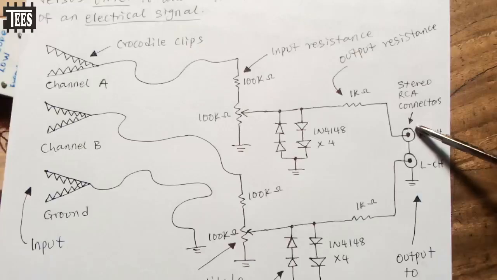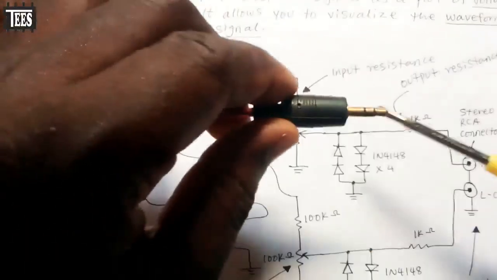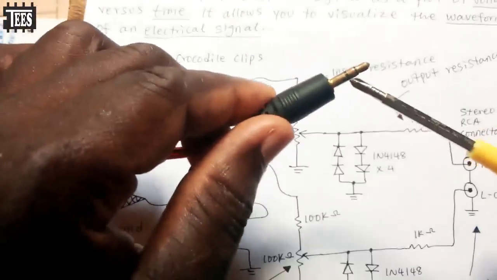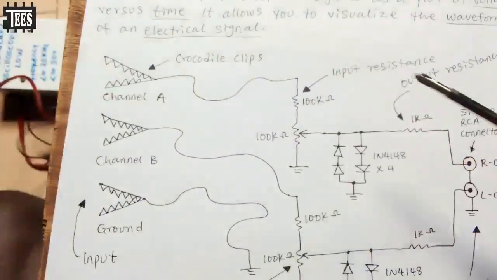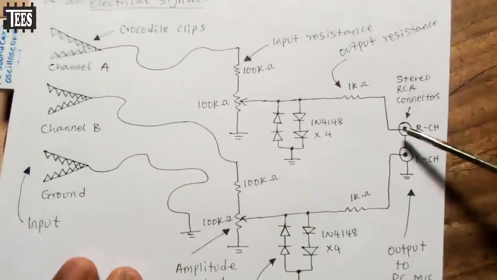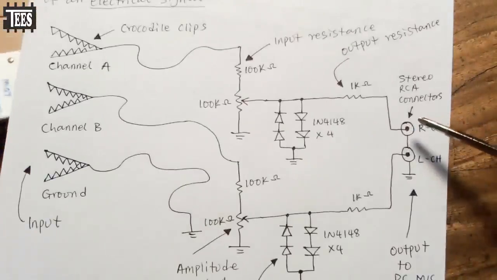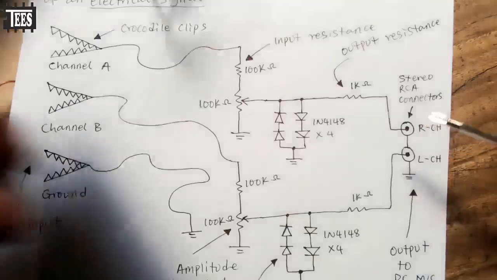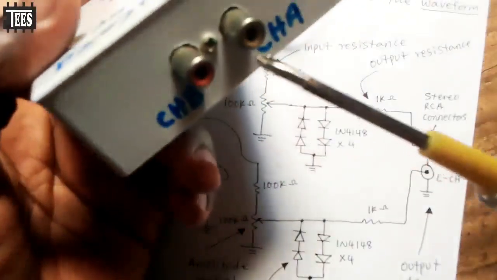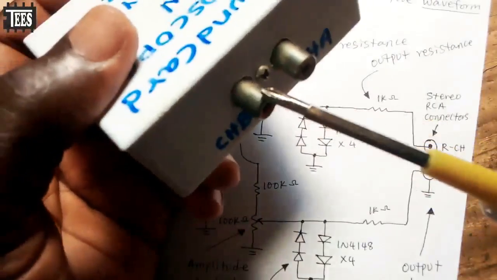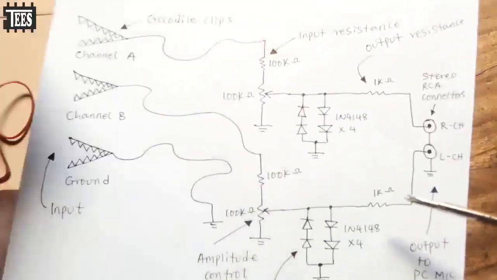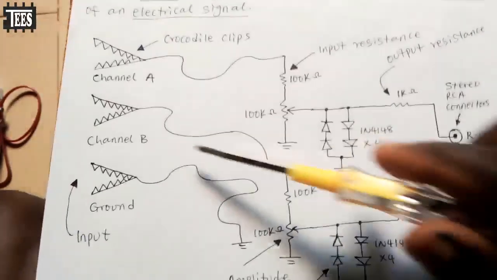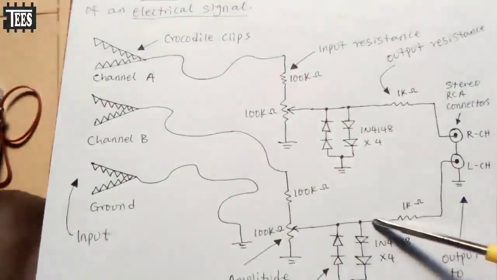You understand? Your right channel and your left channel, and then your ground. That's what we have here. See, your right channel, your left channel, and then this outer one is the ground that you see here. So there are two channels. What we have here is one channel, then this one is the second channel.